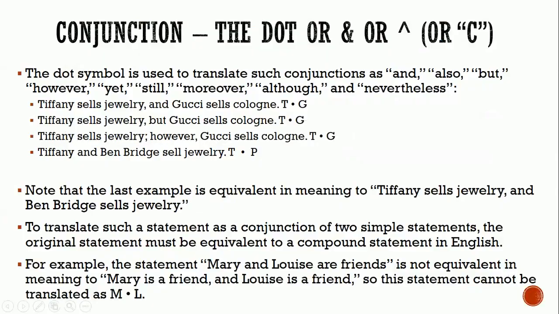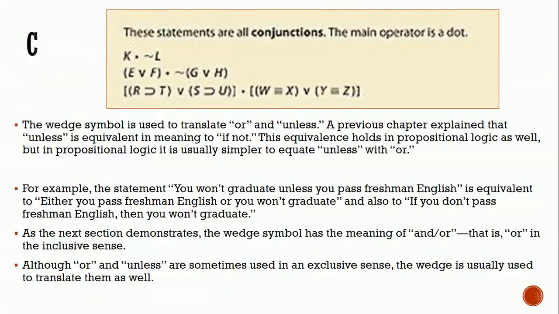All right, so you note that the last example is equivalent, meaning that Tiffany sells jewelry and Ben Bridge sells jewelry. So to translate such a statement as a conjunction of two simple statements, the original statement must be equivalent to a compound statement in English. For example, Mary and Louise are friends is not equivalent in meaning to Mary is a friend and Louise is a friend. So the statement can't be translated as M.L. Do you see that? All right, I like that example.